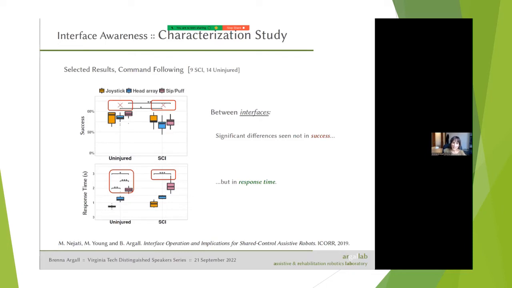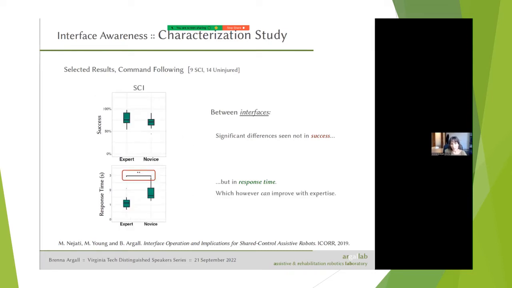We were able to dig into this a little more deeply with our spinal cord injured participants, because they are all wheelchair operators. They are all experts in one of these 3 interfaces, because they use it to drive their wheelchair every day. So we took their data and divided it into expert versus non-expert, depending on their primary interface of daily use. Again we saw no difference in success, but now we did see a difference in response time. So there's a difference between interfaces in response time, but this can improve with experience, with learning.